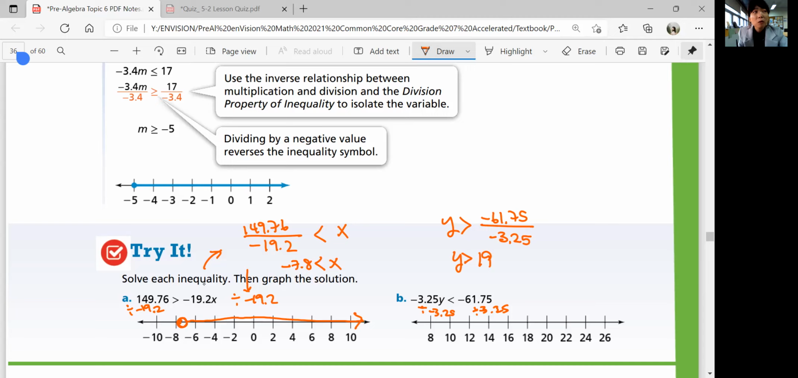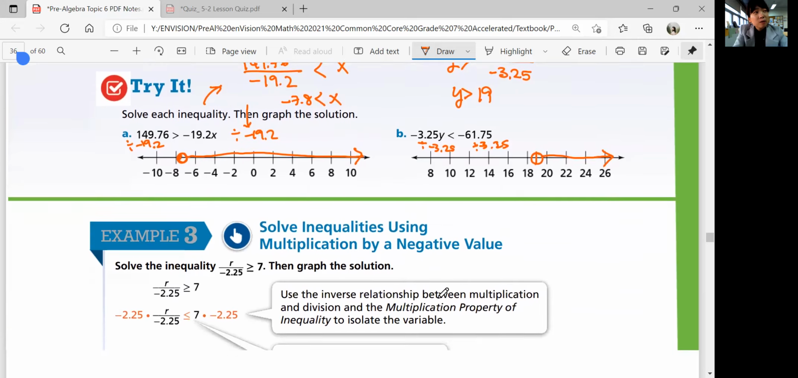So that's also an open circle. 19 is halfway between 18 and 20. It's an open circle. Y is greater than, so you need to go right, to the right. Okay? Those are your answers for try number 2, A and B. Let's look at example 3.